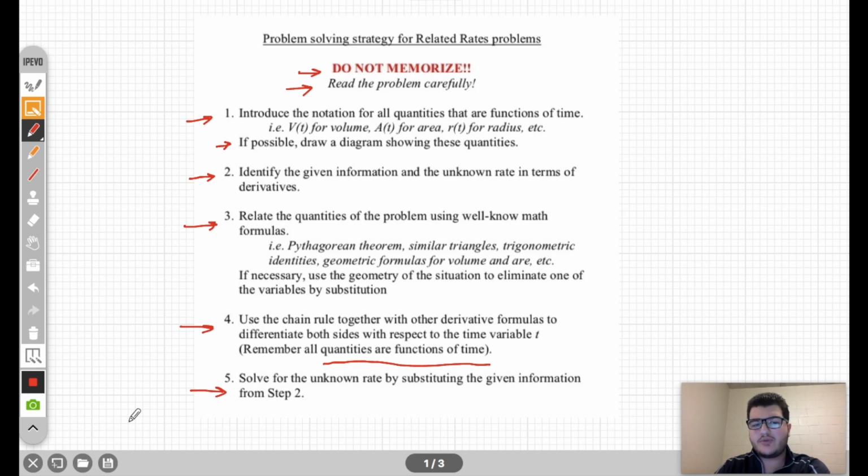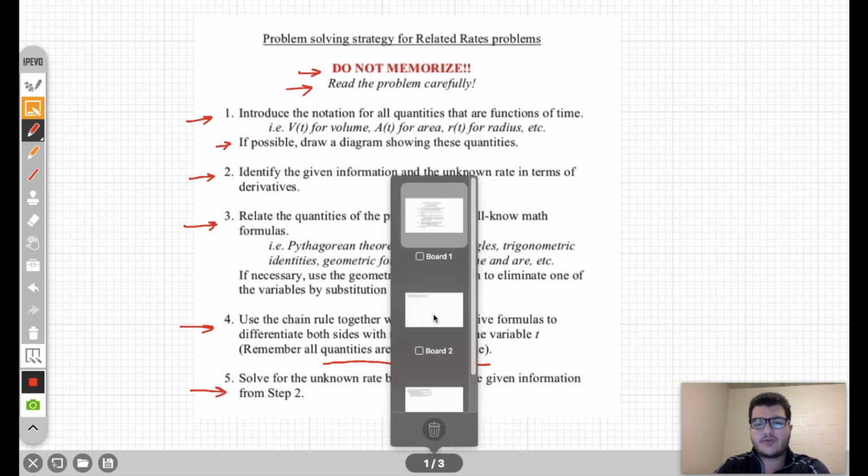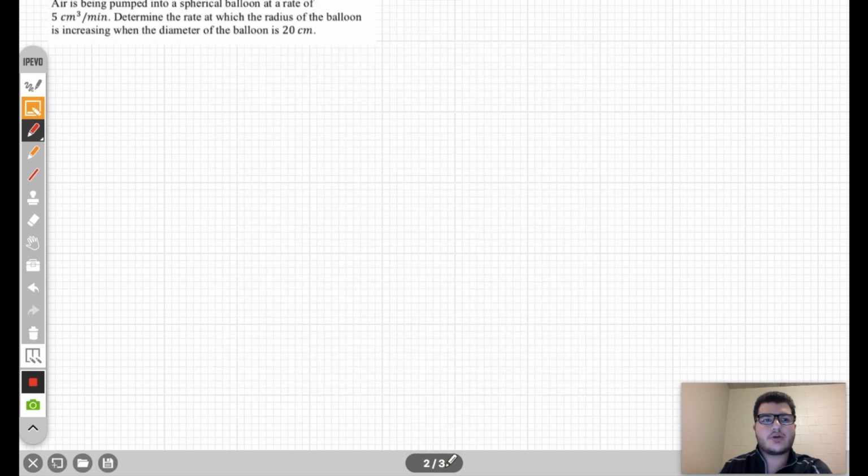So that's where we're heading with these problems. These 5 steps should help you ensure that you're doing things right in these problems, and so we can dive right into the first problem here.